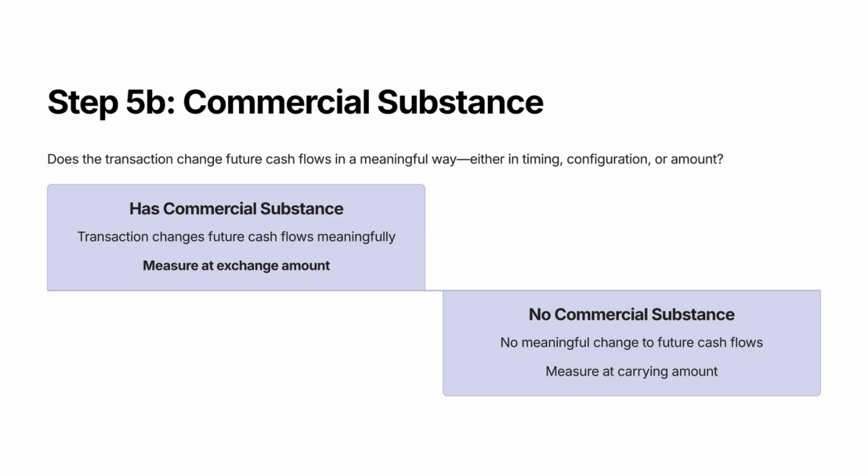Step 5.2. Does the transaction have commercial substance? If the transaction changes future cash flows in a meaningful way, either in timing, configuration, or amount, it has commercial substance and is measured at exchange amount. If not, it stays at carrying amount.